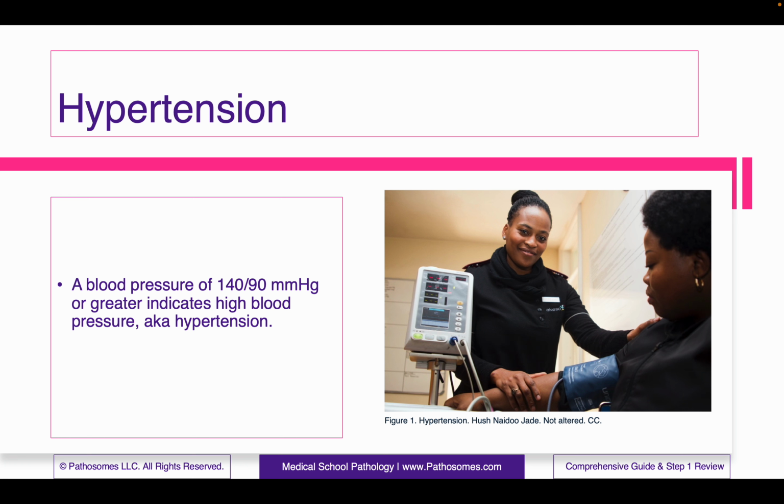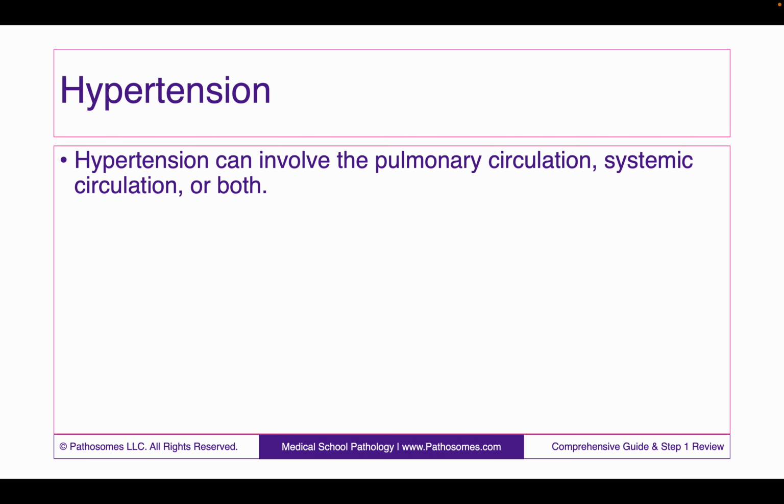Hypertension. What is it? Hypertension is a blood pressure of 140/90 millimeters of mercury or greater, and that's what indicates a high blood pressure, aka hypertension. Hypertension can involve the pulmonary circulation, with the lungs, or the systemic circulation going out throughout the rest of the body, or it can involve both.